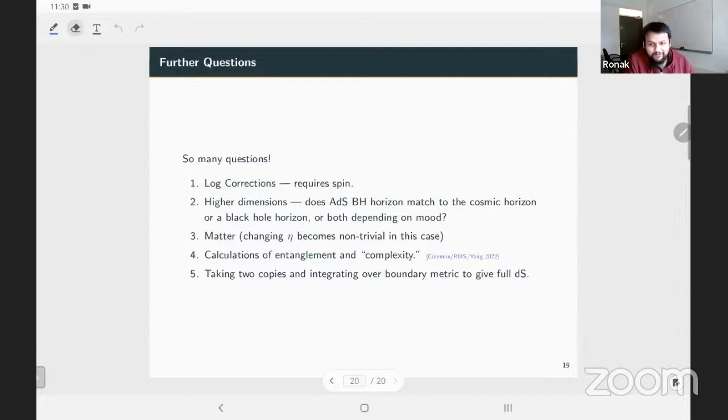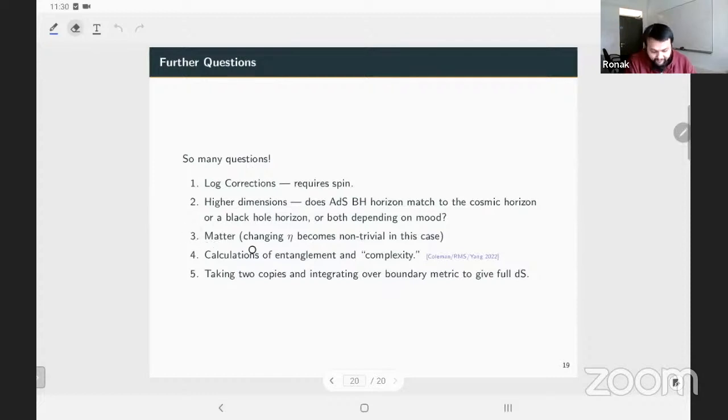And then a natural question that appears when you start thinking about higher dimensions is that today we saw that the black hole horizon became the cosmic horizon. And there's a reason for this, because in 3D, de Sitter just doesn't have black holes, right? In higher dimensions, does the AdS black hole horizon become the cosmic horizon, or the black hole horizon of de Sitter, or either one depending on mood? This is an interesting question. Actually, we don't know the answer yet.